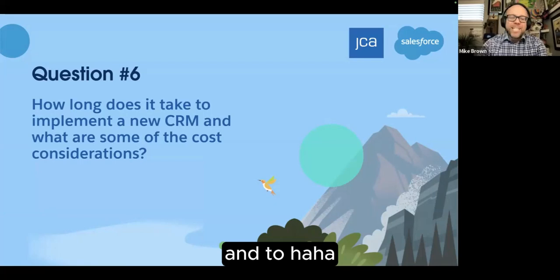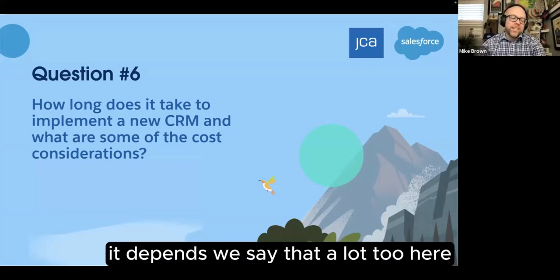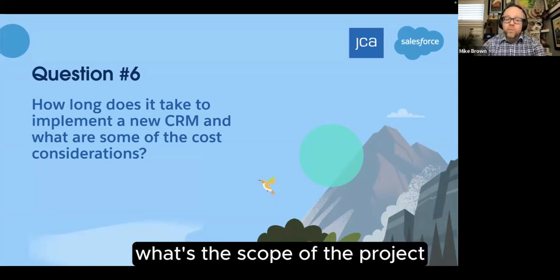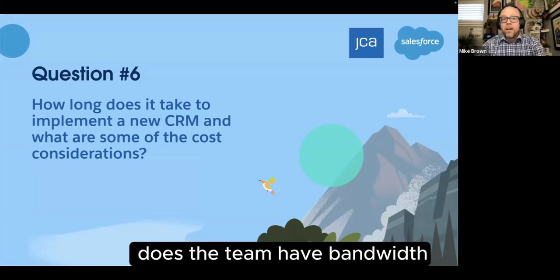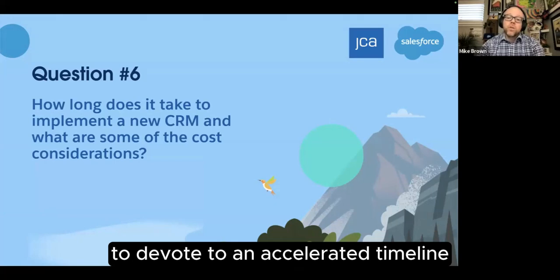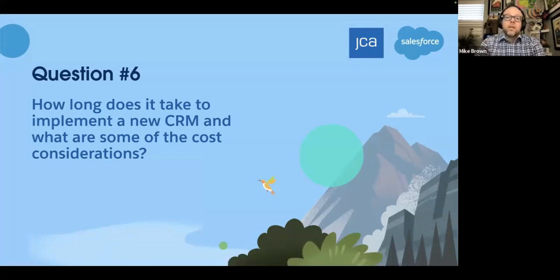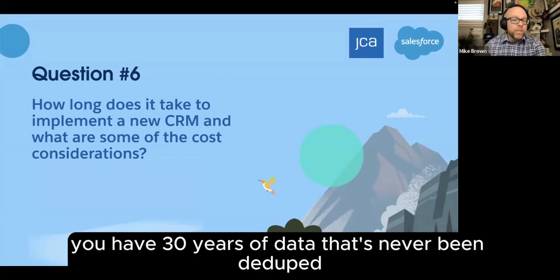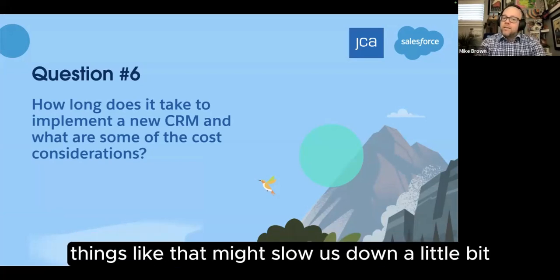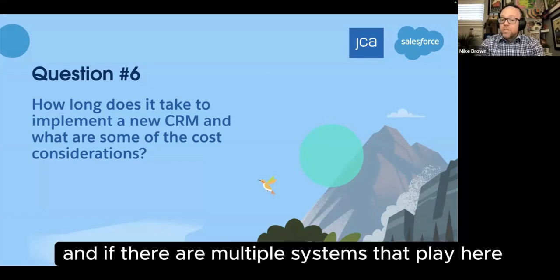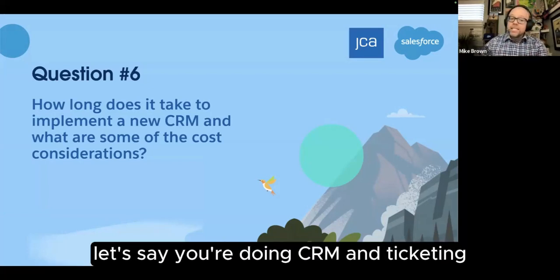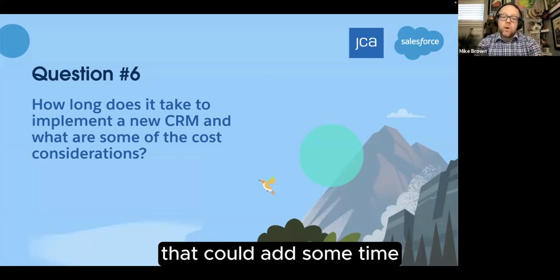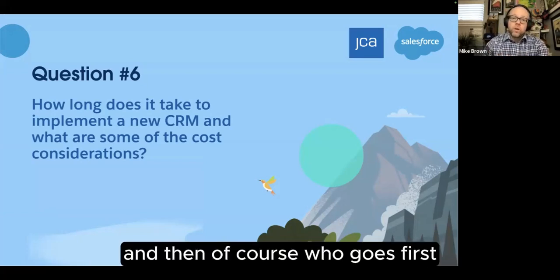I'd say, and to repeat what Liz has already said, it depends. We say that a lot here at Salesforce. So really, what's the scope of the project? Does the team have bandwidth to devote to an accelerated timeline if they really want to move quickly? Is there a data migration involved? And what's the status of that data, right? You have 30 years of data that's never been deduped or cleaned, things like that might slow us down a little bit. And if there are multiple systems at play here, let's say you're doing CRM and ticketing or CRM and marketing, or maybe all three, that could add some time if you can't do all those things in parallel. And then, of course, who goes first?